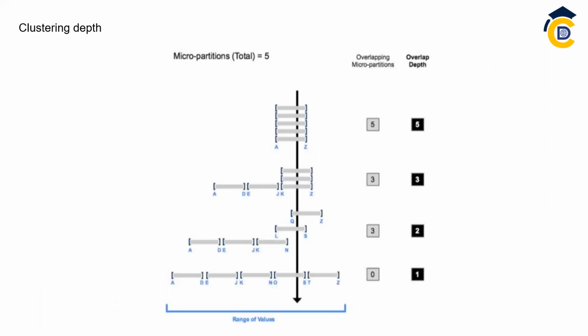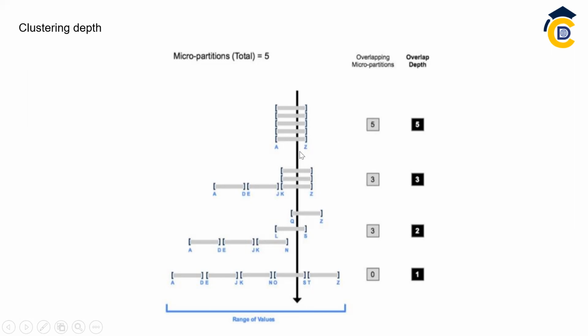See guys, I'll explain with this example, again taken from the Snowflake documentation. Here there are 5 micro-partitions, and they have a range of values from A to Z. This arrow going down cuts the overlapping values, that means the common values across the partitions.